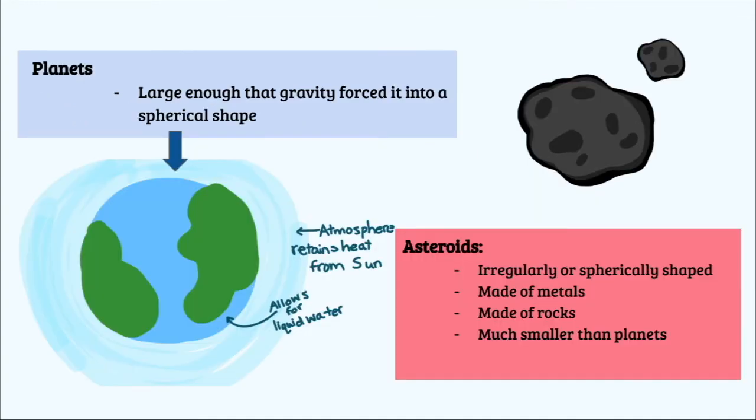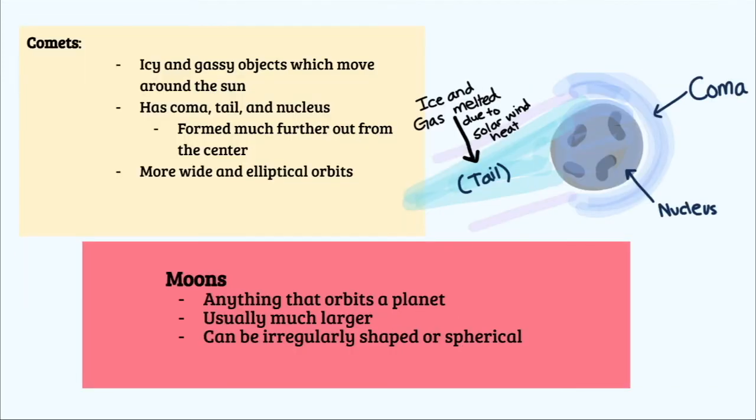These can form things like planets, which are large enough that gravity forces them into a spherical shape. They can form asteroids, which are irregularly or spherically shaped. They are made of metals and rocks, and they're much smaller than planets.